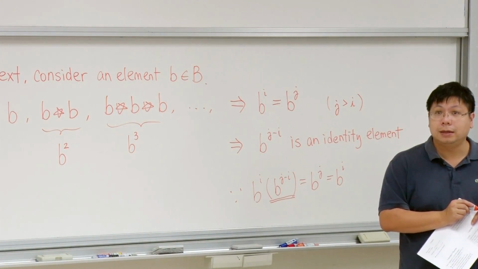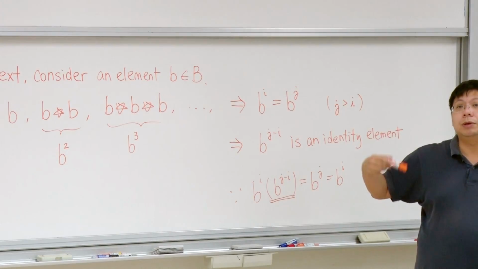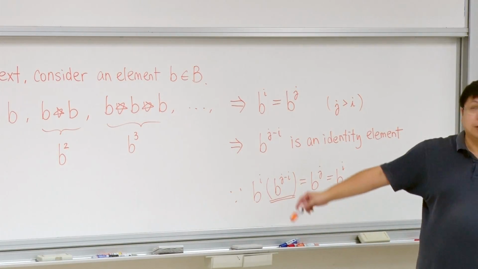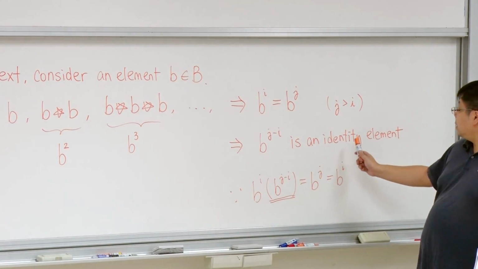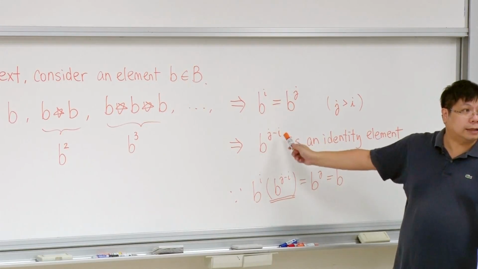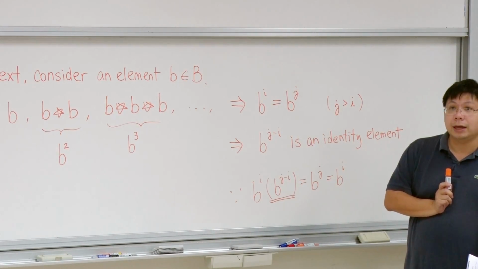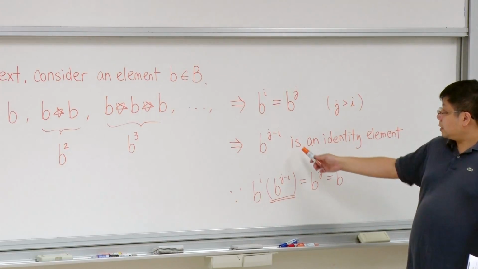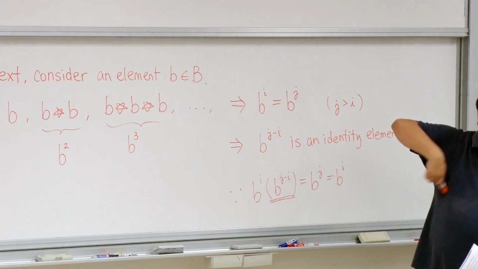Is that okay? And this item is in A, and in A there is only one item that has this property. So in that sense, it implies that this is the identity element, not just in B, but also in A. And this identity element is obtained by doing operations on B only.